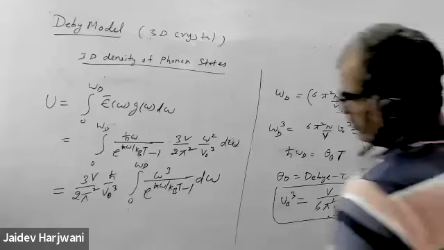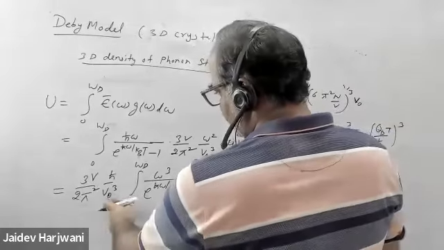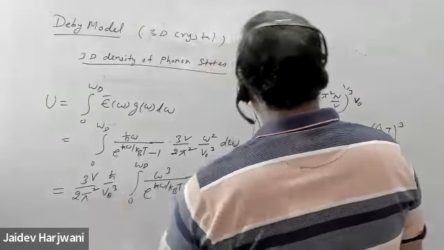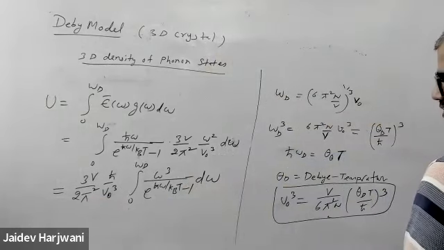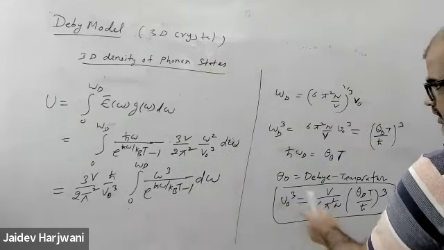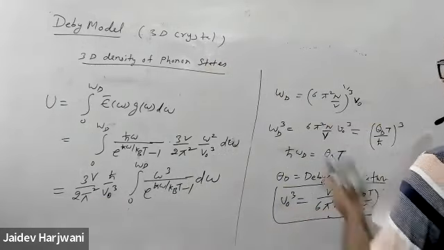Now what you can do is put the value of v naught cube here. Once you put the value of v naught cube here, you can simplify this expression further.